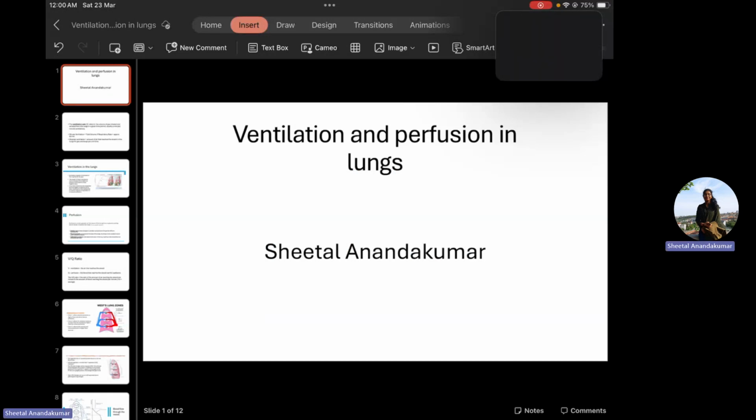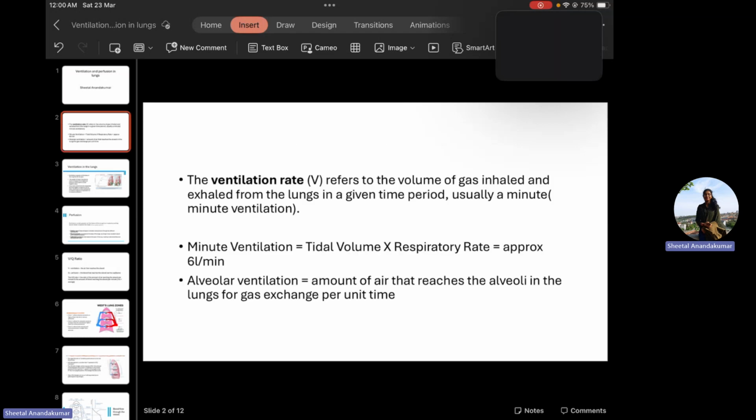So let's start. The first thing is the ventilation rate, which is the volume of gas inhaled and exhaled from the lungs in a given period of time. If we change this given period of time to a minute, that's the volume of gas inhaled and exhaled from the lungs in a minute, and that's called minute ventilation.